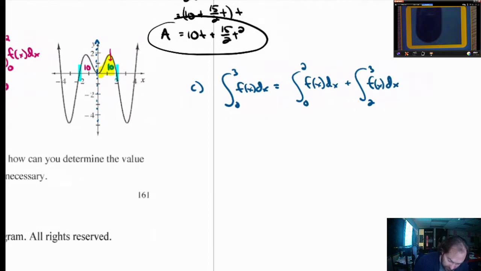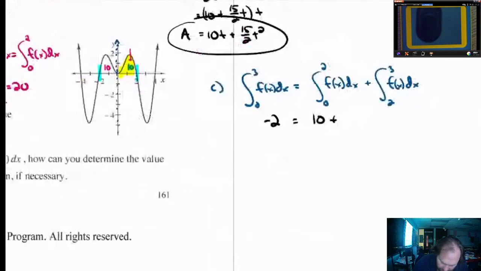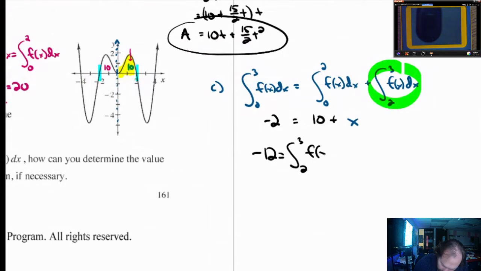So if they tell us that 0 to 3 is -2, I think is what they told us. Yeah. And 0 to 2 is 10. You can kind of just think about this. Let's treat this like x. We don't know that, and that's basically what we're solving. That means it's got to be -12. -12 has to be the integral from 2 to 3 of f of x dx, because 10 plus -12 will give you the -2.